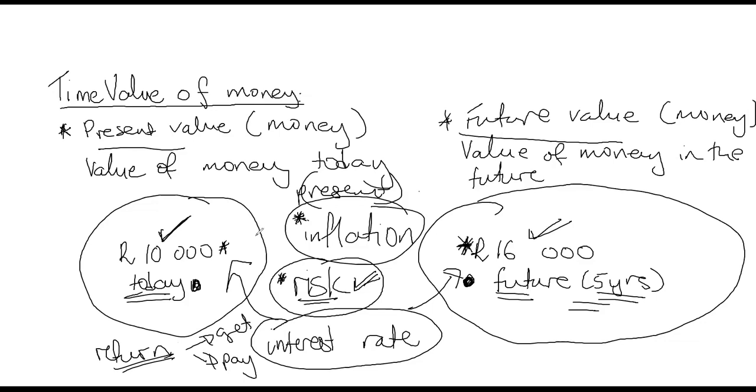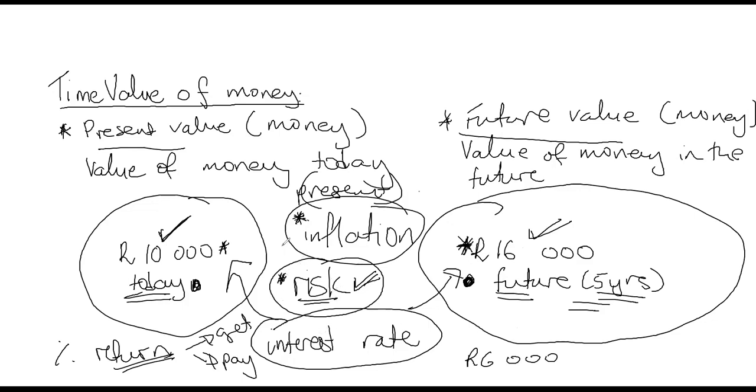Okay, so the interest rate is the actual return you get, and it's measured as a percentage. The easiest way to look at the interest rate is to just look at it as the return you get when you invest money for a certain number of years. We can measure return in monetary terms. For example, 10,000 Rand today and 16,000 Rand in the future. That's a monetary return of 6,000. But we can also measure that return per year as a percentage, and we call that the interest rate.